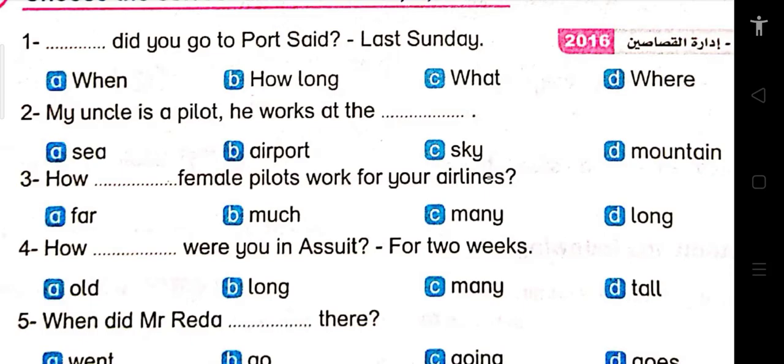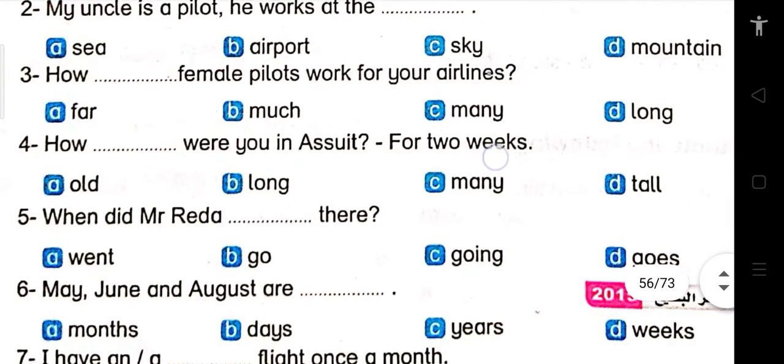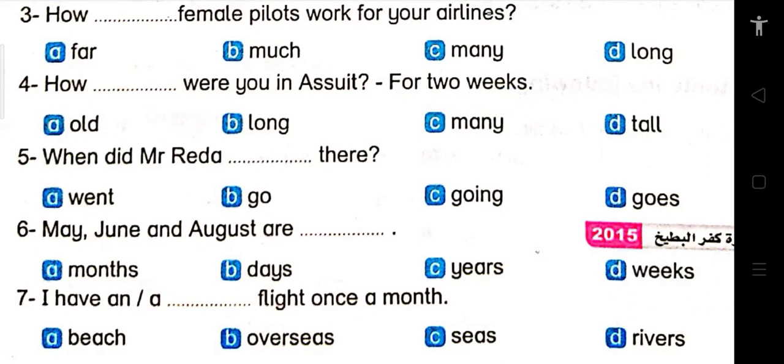Number 2, my uncle is a pilot. He works at the airport. Number 3, how space female pilots work for your airlines? How many female pilots work for your airlines? Number 4, how space were you in Asyut for 2 weeks? How long were you in Asyut for 2 weeks?